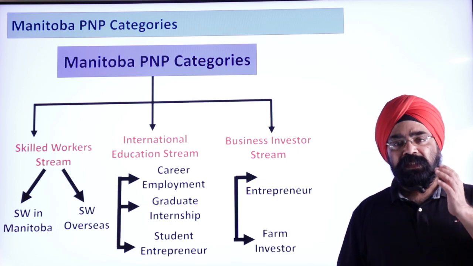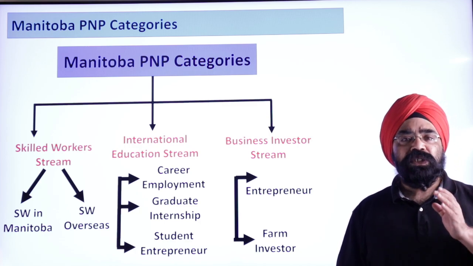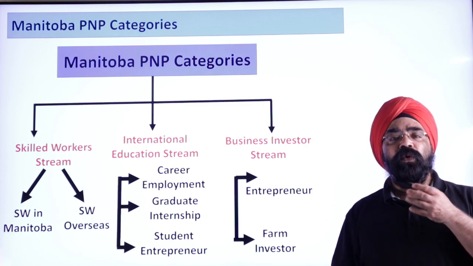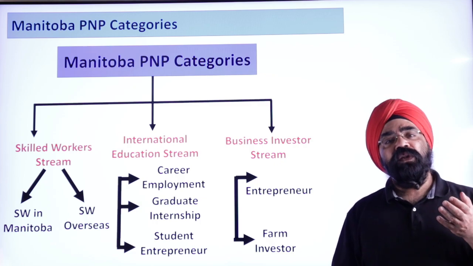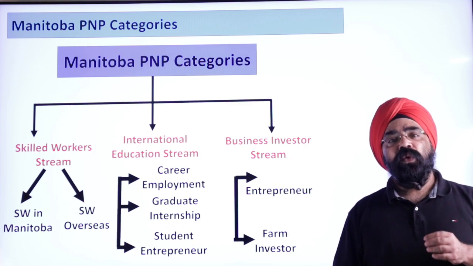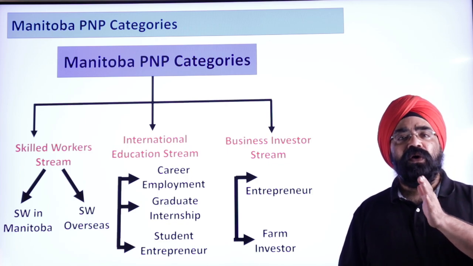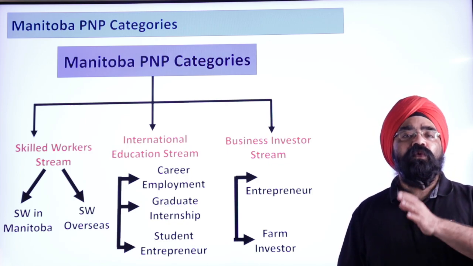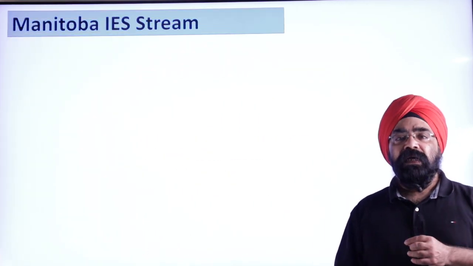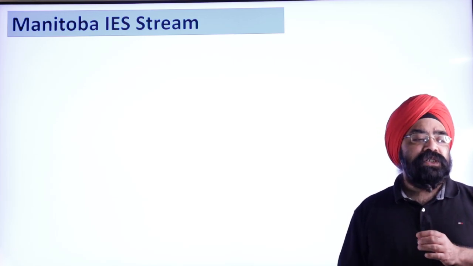Now the skilled worker stream is pretty much self-explanatory, but the international education stream deserves a little bit of attention, because I have got a few emails and messages asking if I can please help explain this. For international students who come to Manitoba to study, these are the three options. Let us see these options one by one before I move on to the actual draw. The first option under the international education stream, IES, is the graduate internship pathway.